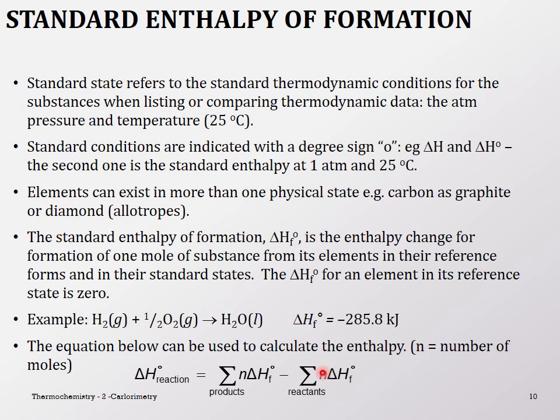But essentially if these were not in their elemental state, what you would do is you would take the N multiplied by the delta H formation for hydrogen and then add the N for oxygen, find the delta H for oxygen and add those two numbers together. That is what the sum is for. So we'll do an example, but anyhow, that's what the standard enthalpy of formation is.